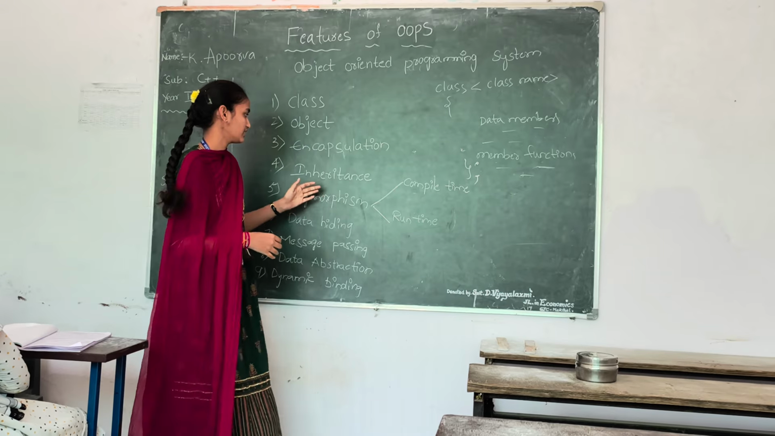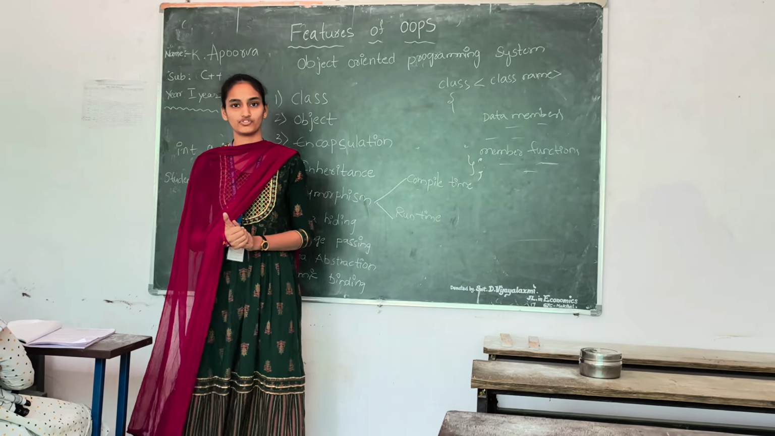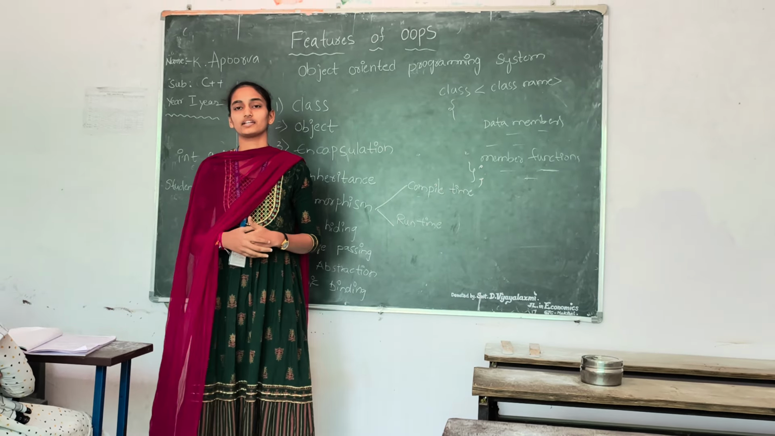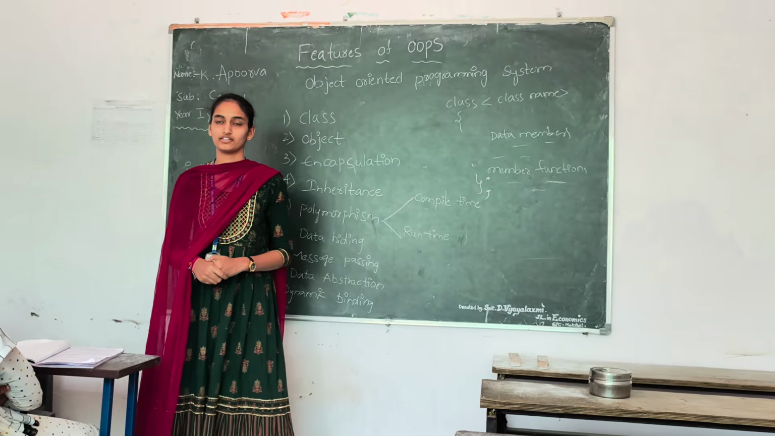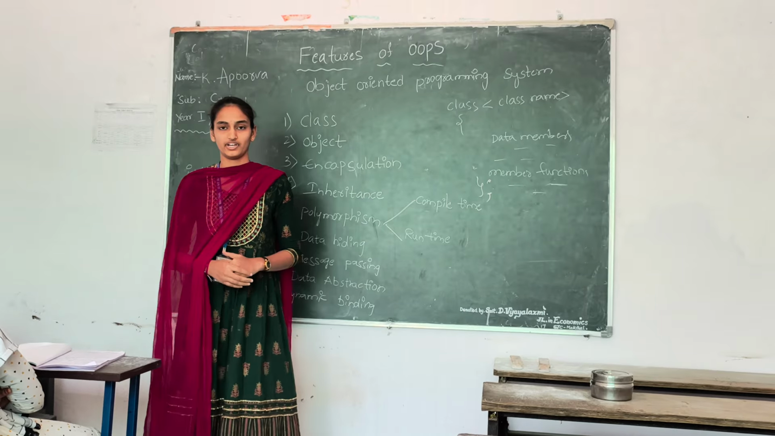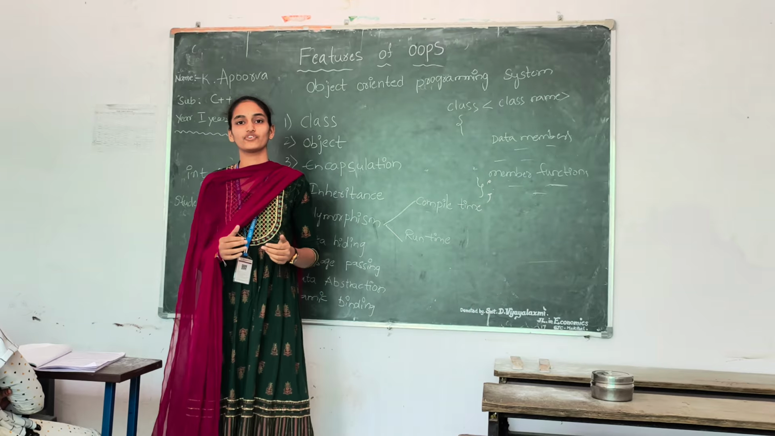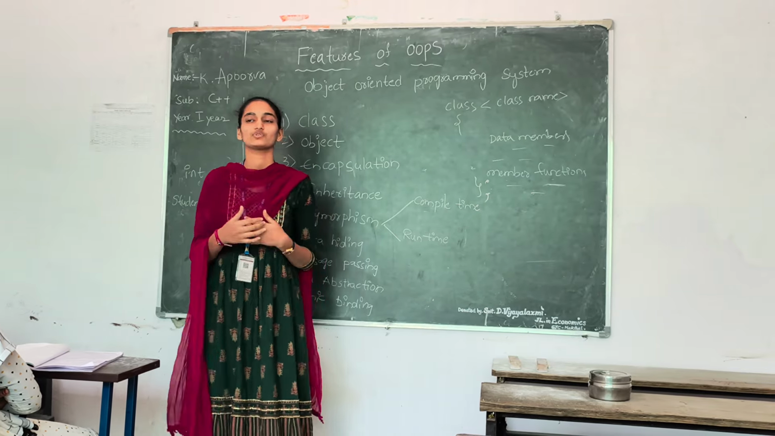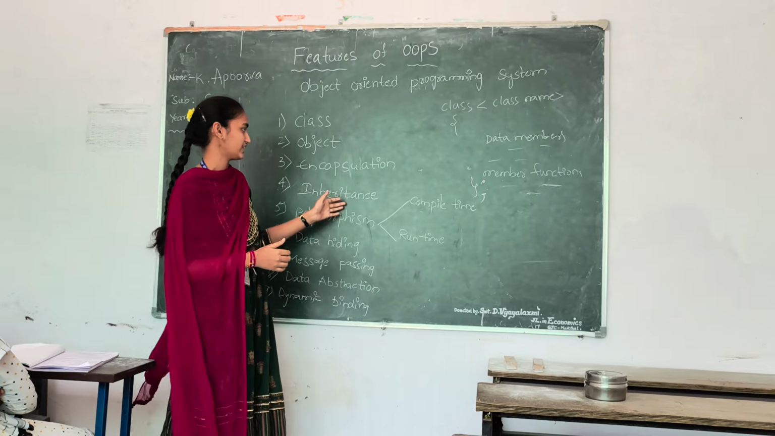So this is all about inheritance, and there are some types of inheritance. There are 5 types of inheritance. You can see single inheritance, multiple inheritance, multi-level inheritance, hierarchical inheritance, and hybrid inheritance. And the main idea of inheritance is that it provides reusability. That means we can reuse the code. So reusability is provided by inheritance.